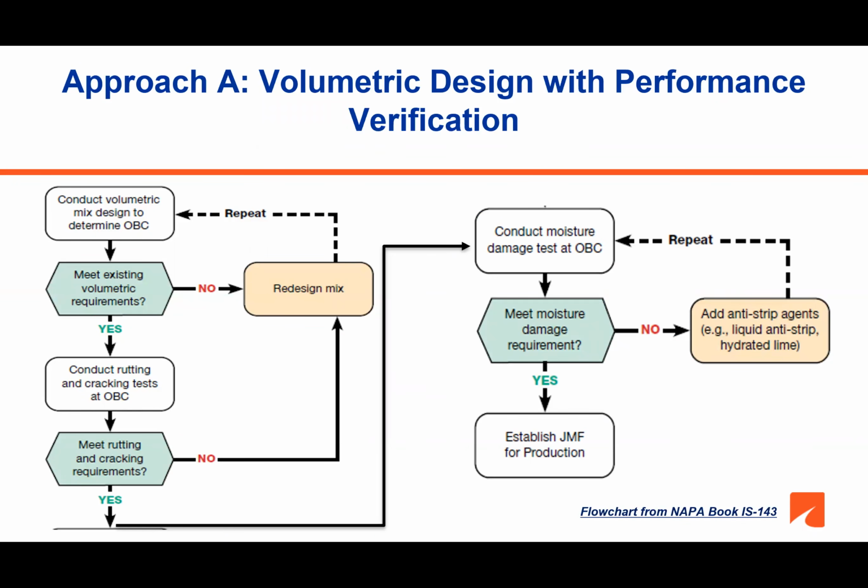Approach A, volumetric design with performance verification. In this approach, the current volumetric mix design method is used to determine an optimum asphalt binder content. Then the mixture is tested with selected tests to assess its performance against rutting, cracking, and moisture damage at the optimum binder content. If the mix design meets the performance test criteria, the job mix formula is established and production starts. If not, the entire mix design process is repeated using different materials or mix proportions until all of the volumetric and performance criteria are met.